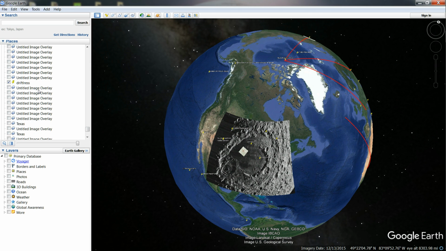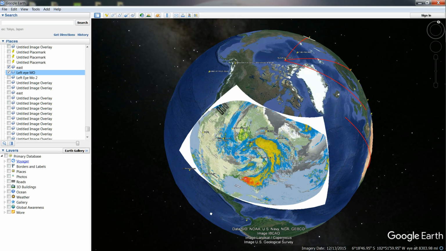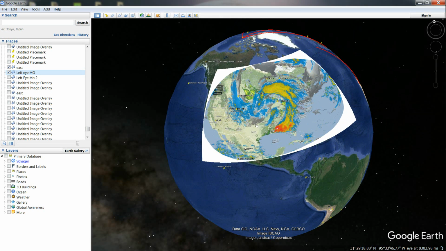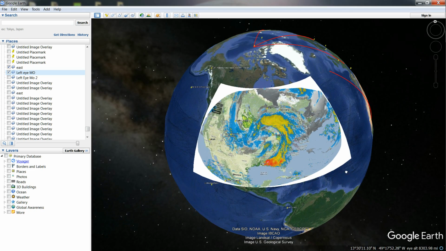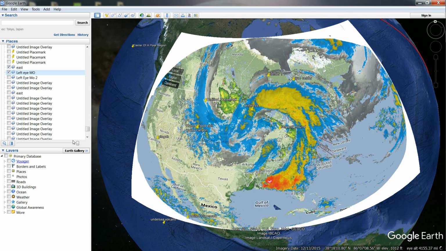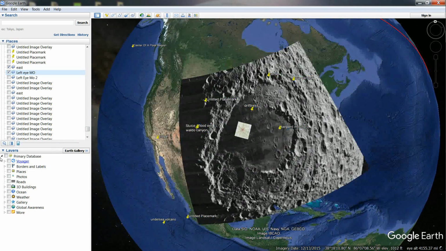Right here. Okay, this is a weather pattern that was over North America. You can see I got North America pretty well aligned, it's the same size. And check it out. That's the same pattern, folks.